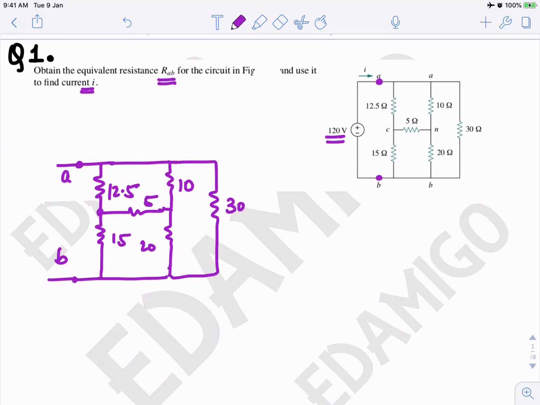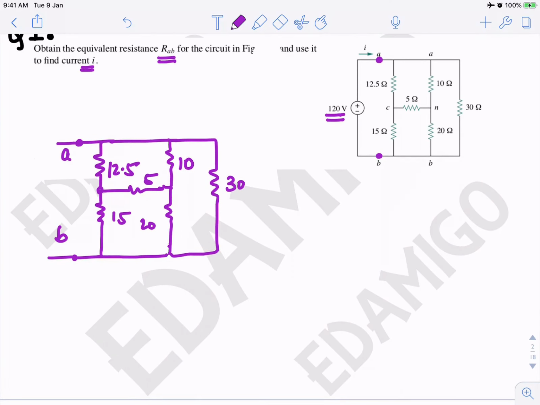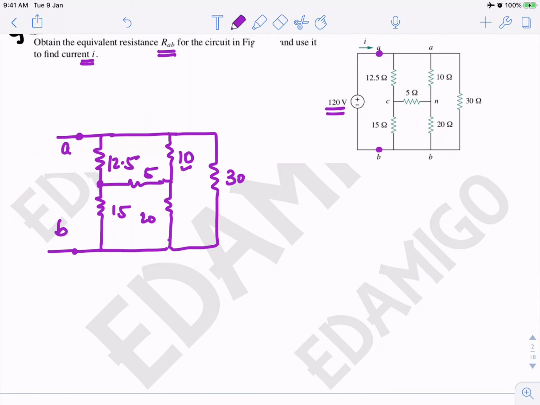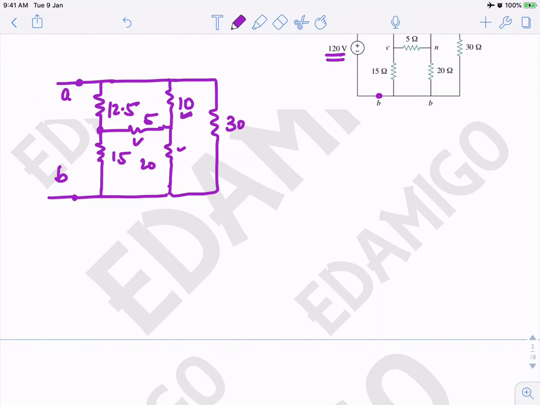Now we can see that there is no parallel or series combination, but the 5, 10, and 20 ohm resistances form a Y network. This Y network has to be converted into a triangular network, that is Y to triangle, or we can say star to delta.